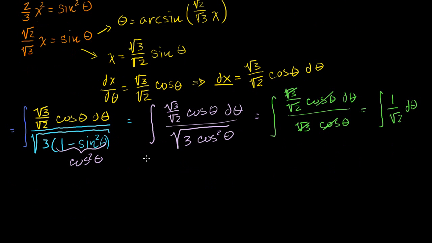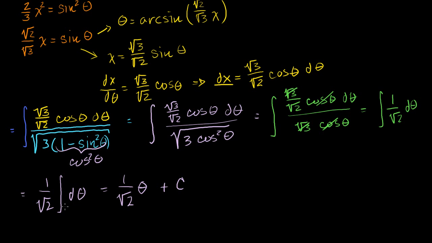Or even better, I could write this. This is just a constant term. I could take it out of my integral. It equals 1 over the square root of 2 times my integral of just d theta. And this is super easy. This is equal to 1 over the square root of 2 times theta plus c, plus some constant. You could say that the integral of this is theta plus c, and then you multiply the constant times this. But it's still going to be some arbitrary constant. I think you know how to take the antiderivative of this.